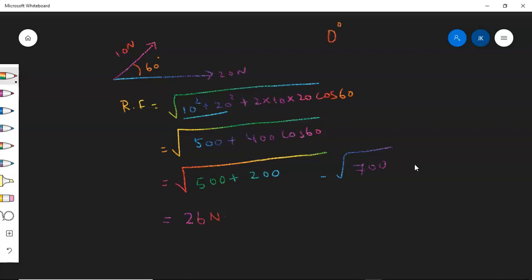So when the angle is 0, it was 30 Newton. When the angle was 30, it was 29 Newton. When the angle between the two vectors is 60, now our resultant is 26 Newton. Now if you see, the magnitude of the resultant vector decreases as the angle increases. Still we can find out more.